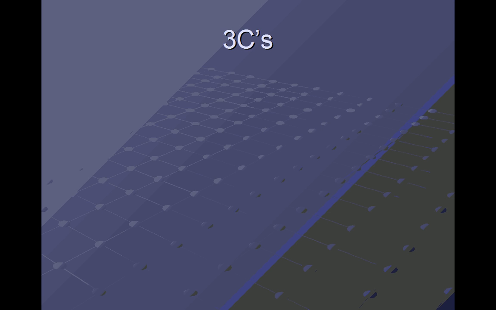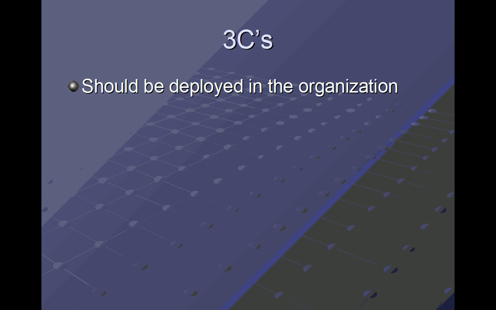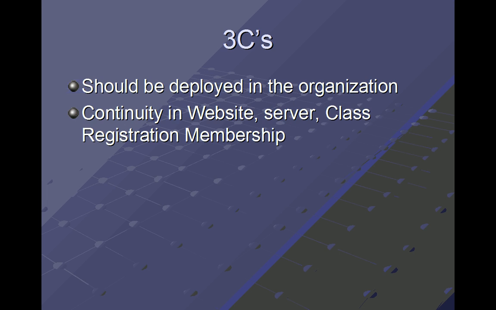First, the 3Cs such as continuity, compliance, and consolidation should be deployed in the organization. They drive IT environments and contain safeguards: the human, technical, and data. The continuity should be deployed in the applications such as the website, server in the recreational sports, and class registration membership. This class registration membership is a special case because it contains personal information.